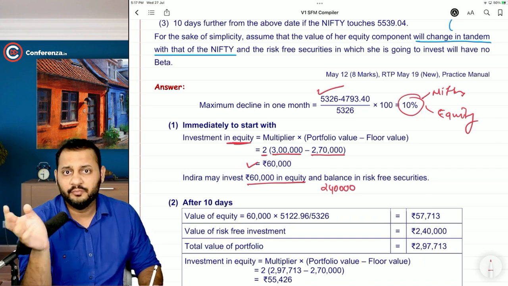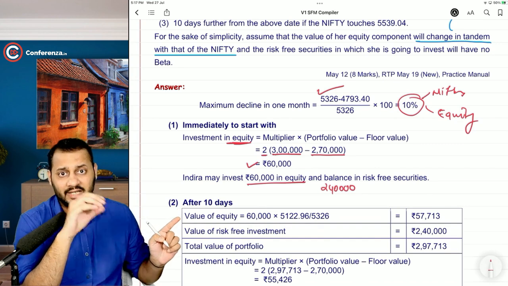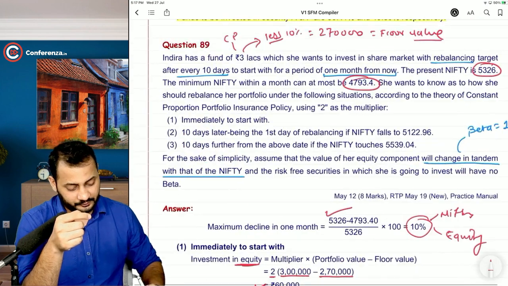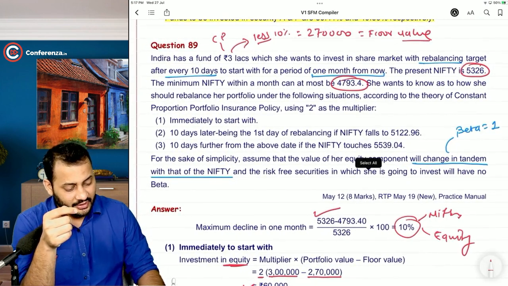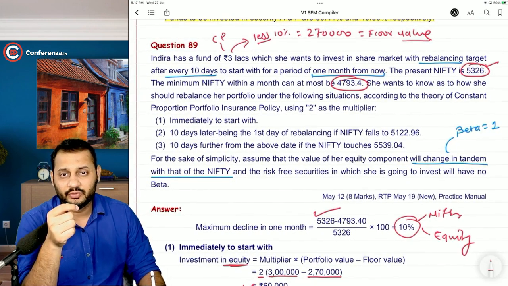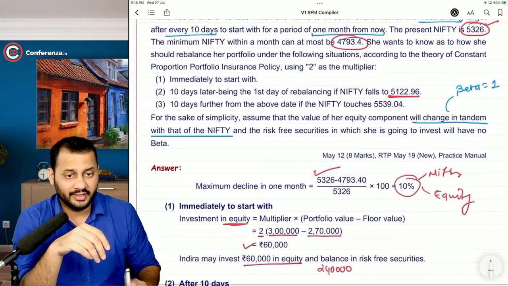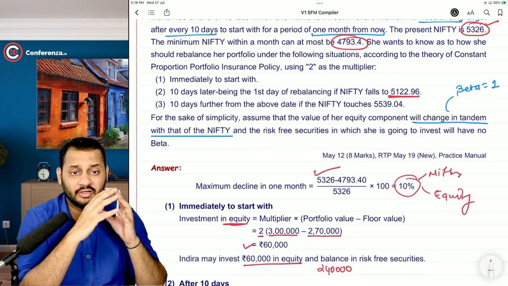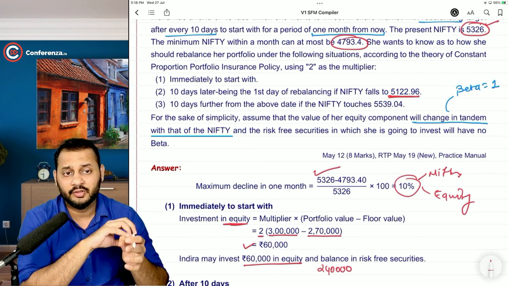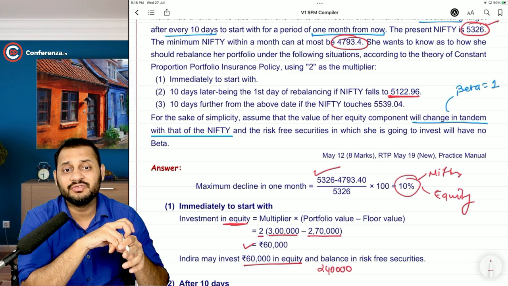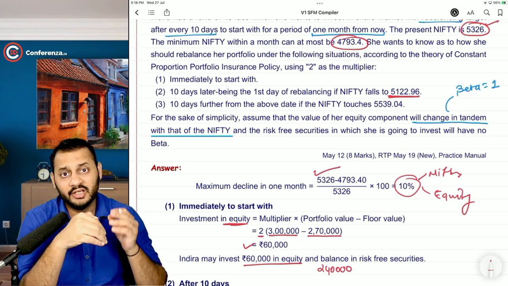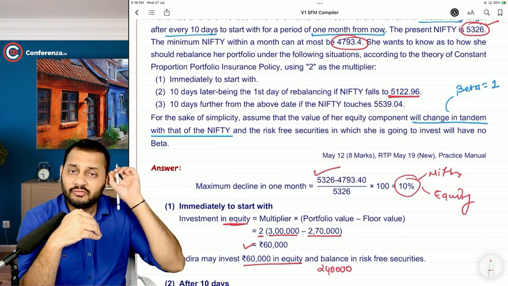Now you go home, come back after 10 days and see what has happened to your 60,000 rupees in equity. You invested in equity when the market was at 5326 and now it is 5122.96. Now you tell me, by what percentage has the market fallen? You will have to calculate that. Why do we need that? Because the fall in our equity component is exactly equal to the fall in the market.